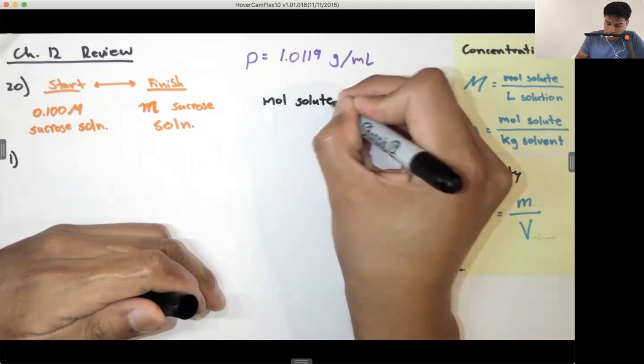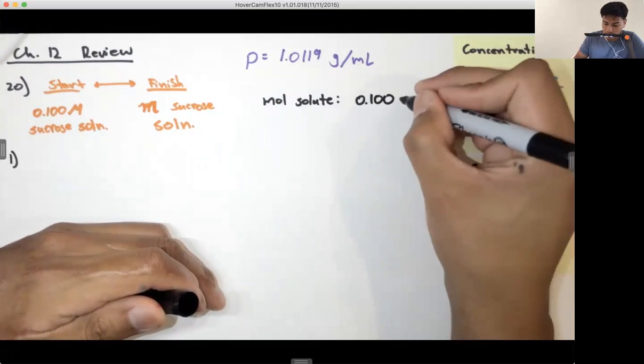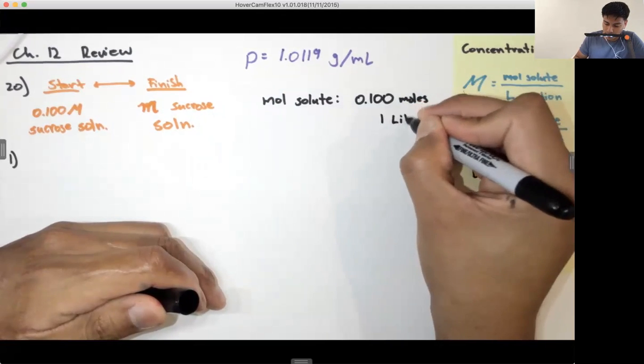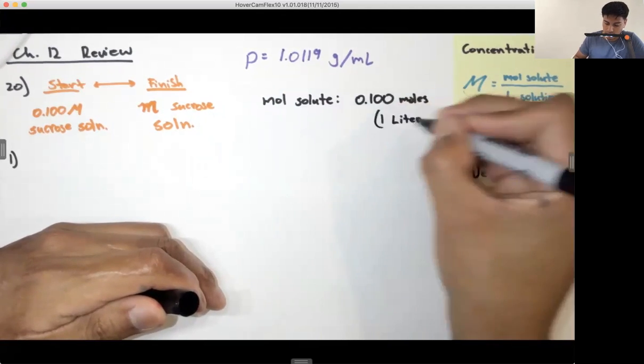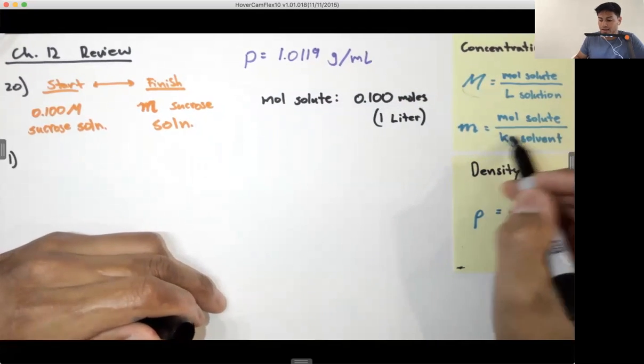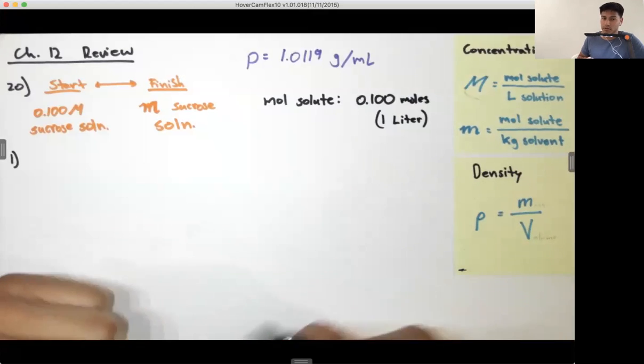What is the moles of the solute? It's going to be 0.100 moles, but only if there is 1 liter of the solution. So let's keep that in mind. We know this part so far. Now we need to find the kilograms of the solvent. That's going to take a little bit of work.